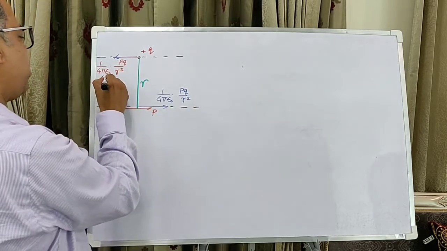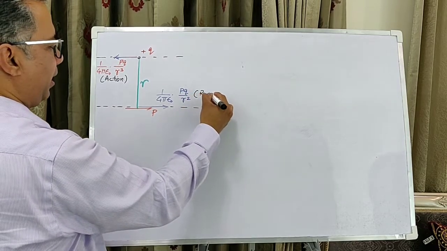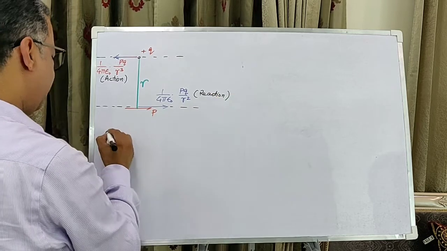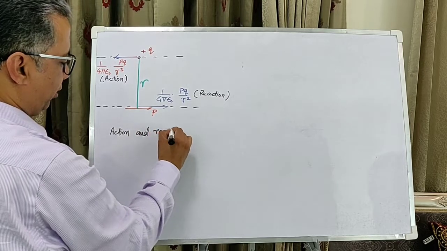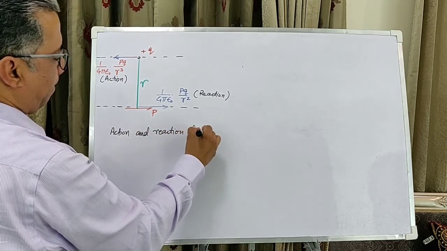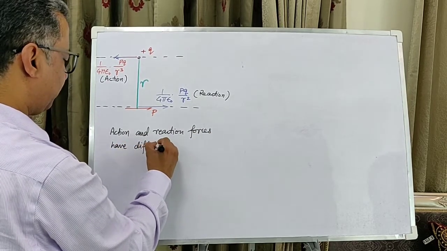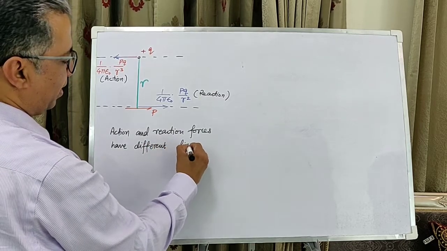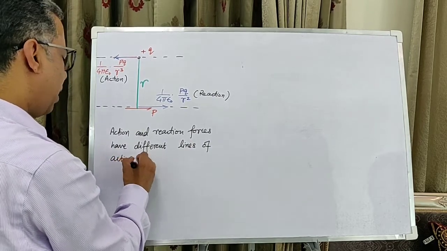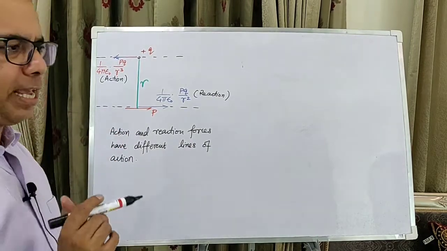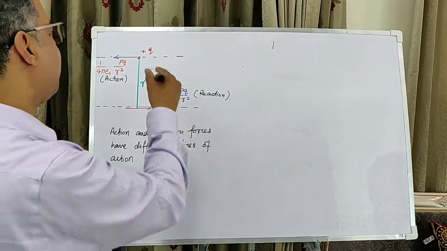Let's say this force is an action and this force here is its reaction. What we notice is action and reaction forces have different lines of action. Unlike mechanics, this is completely unlike mechanics. In mechanics, now this is what you will find in electromagnetism.